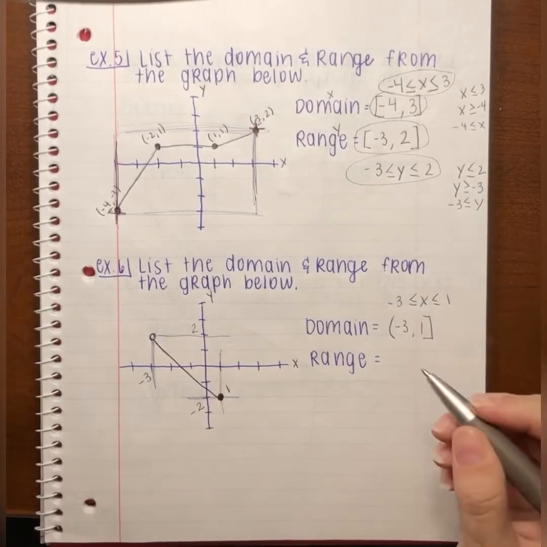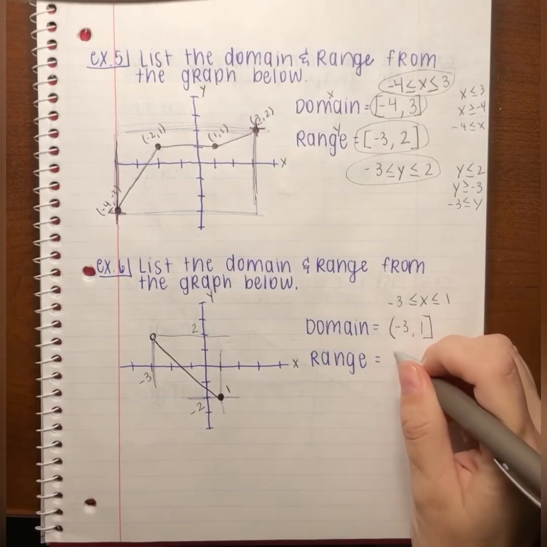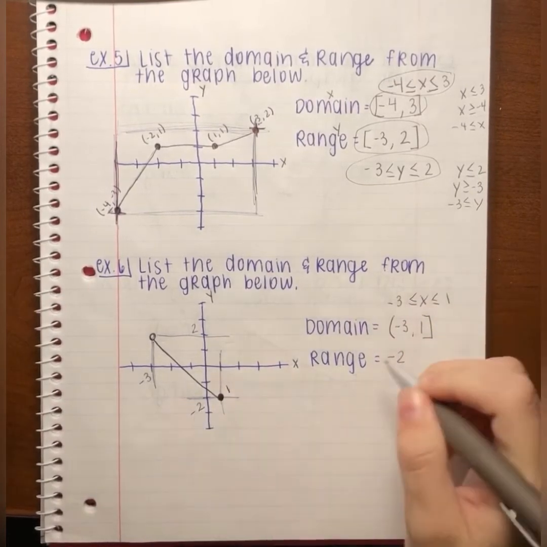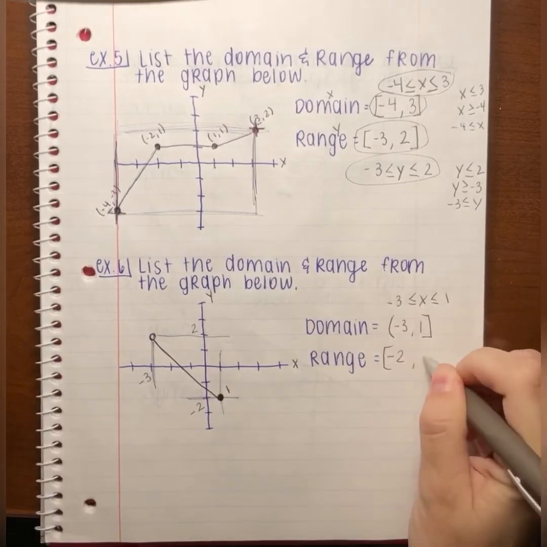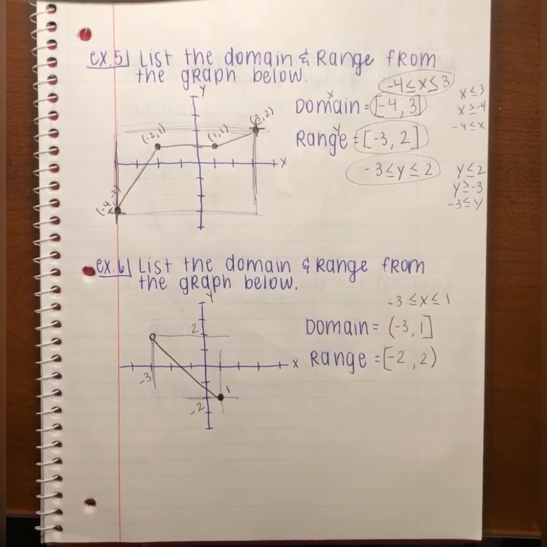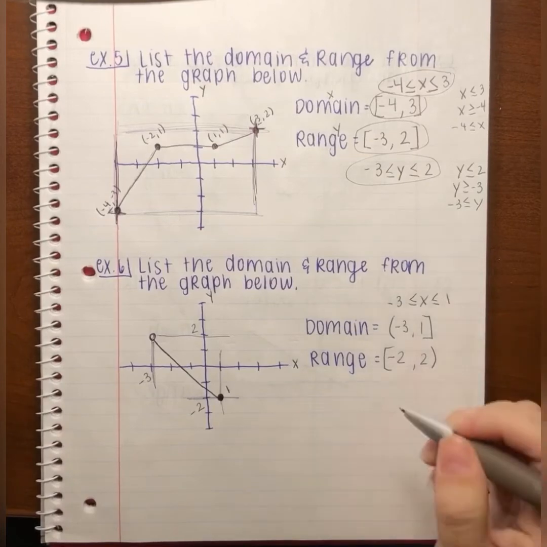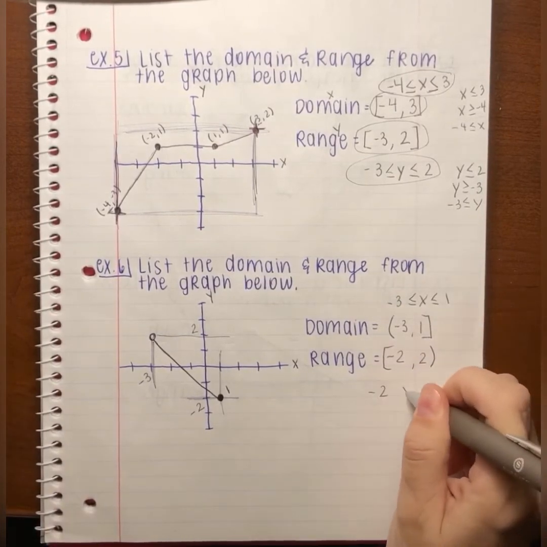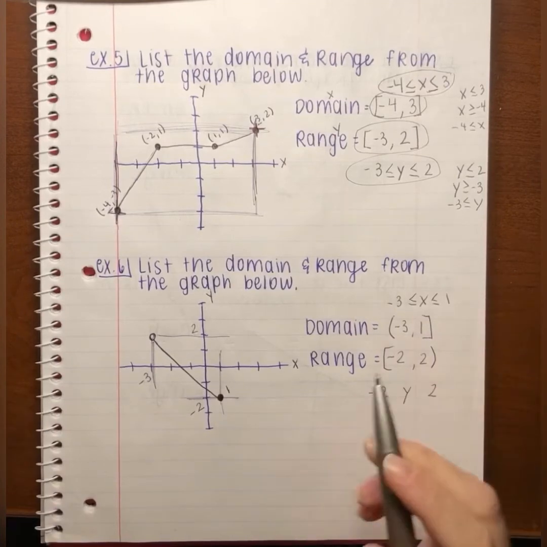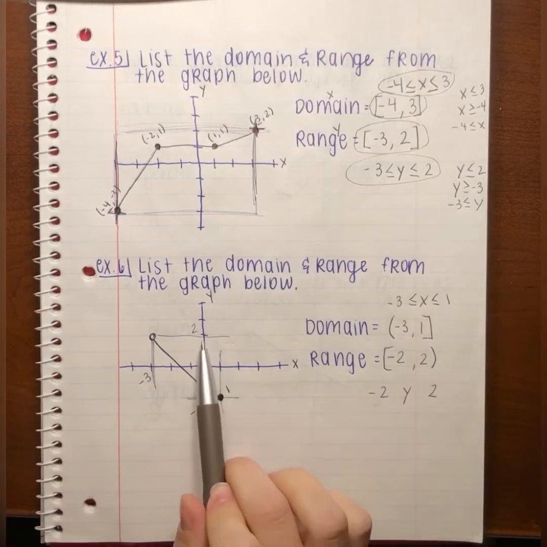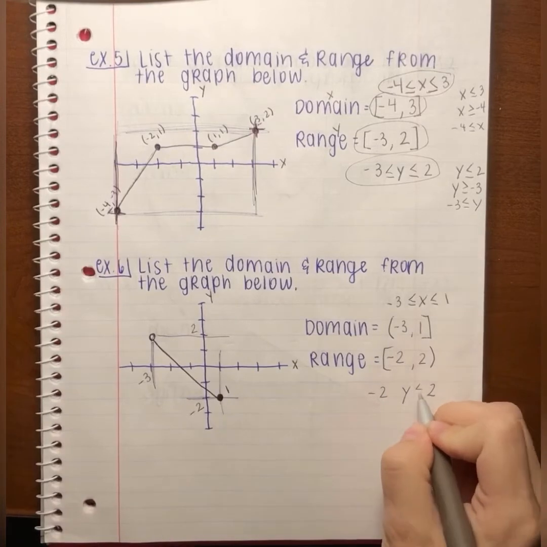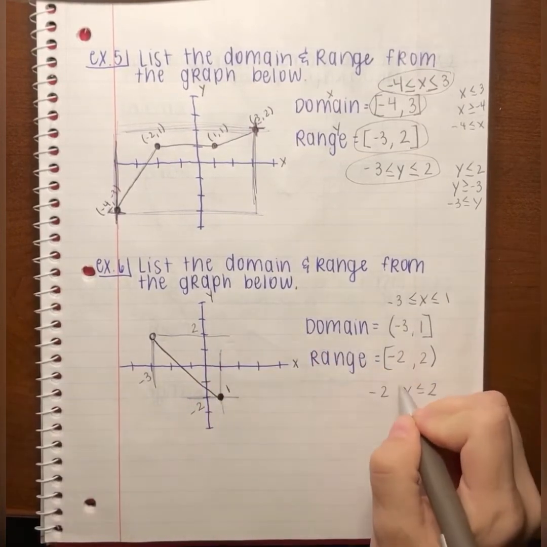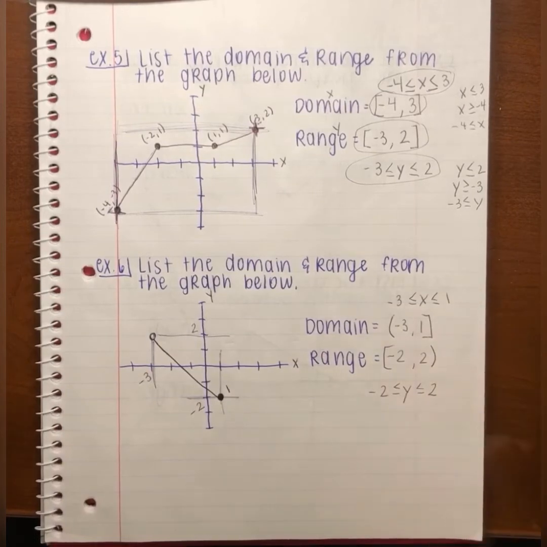But that point is an open circle, which means my range goes from -2, the bracket, to 2 with an open circle. And we can also rewrite that one from -2 to 2, but since this is range, we're using y. So we need, on our y-axis, our y values to be less than or equal to 2, or y needs to be greater than or equal to -2.